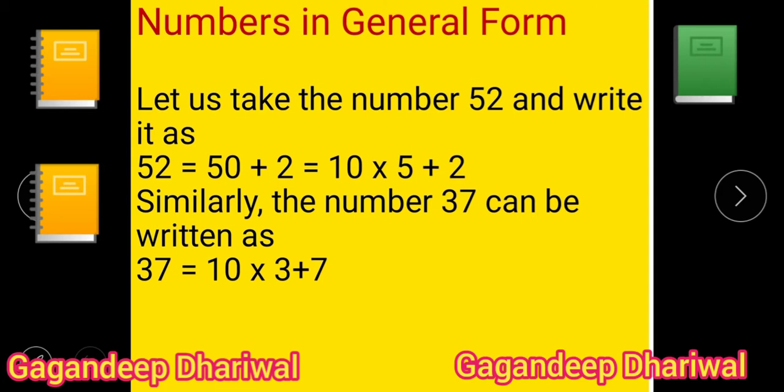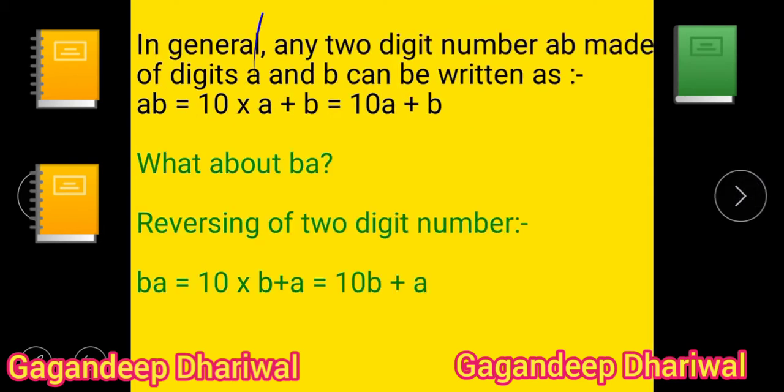So, in front of you, there is an example, 52. You can write 52 as 50 plus 2, and this 50 you can write as 10 into 5. So, you can write 52 as 10 into 5 plus 2. Similarly, you can take another number, 37, and write 37 as 10 into 3 plus 7.